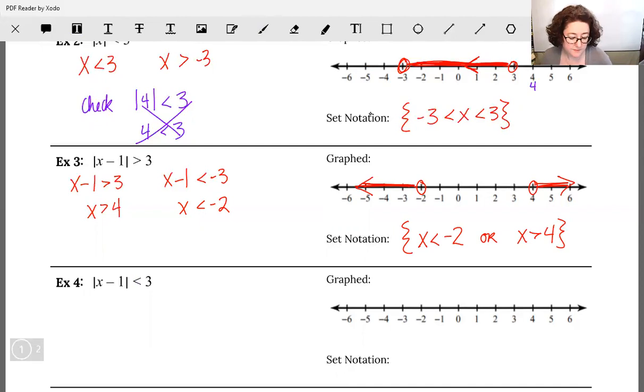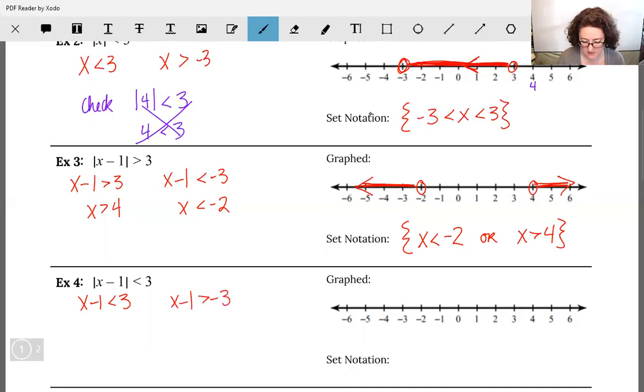Okay, number 4. The only thing that's changing is the direction of the inequality. So what do you think is going to happen with our solution? Well, let's see. So again, two different versions. So x minus 1 is less than 3, and x minus 1 is greater than negative 3. Again, flip the sign around every time you multiply that right-hand side by a negative. Okay, add a 1, so x is less than 4, and x is greater than negative 2.